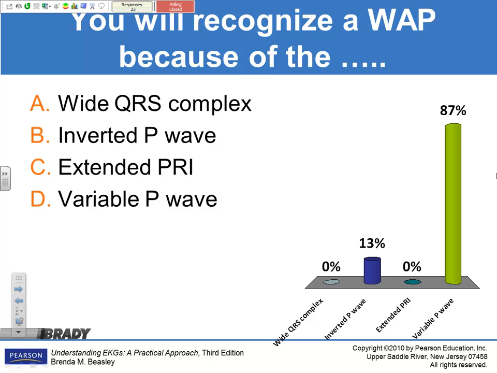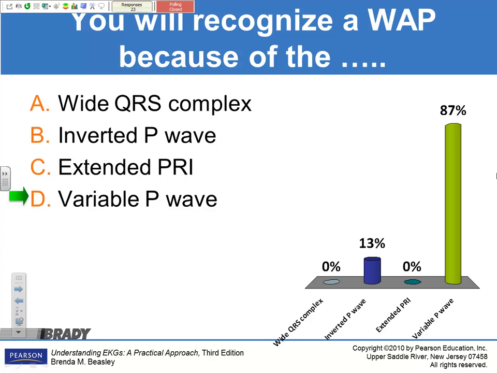Okay, does a WAP always have an inverted P wave? No. This is a registry type question. It can have an inverted P wave, it doesn't always. It can have an extended PRI, but not always. Always it's going to have a variable P wave. So that's what makes D the correct answer there. And thanks for nobody putting YQRS.